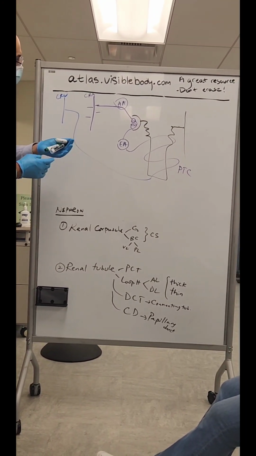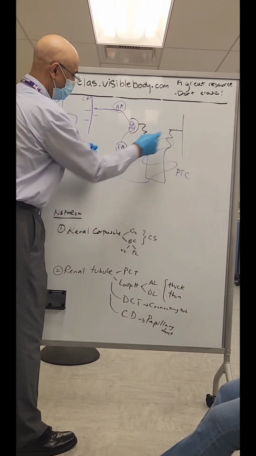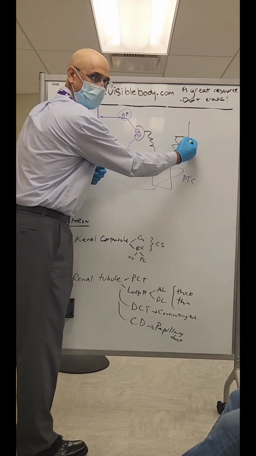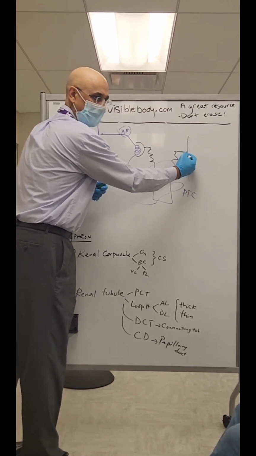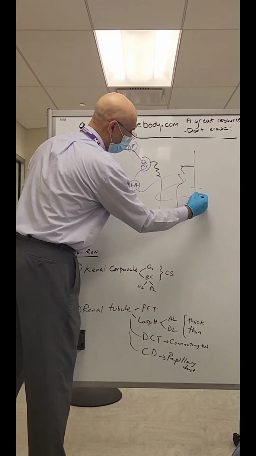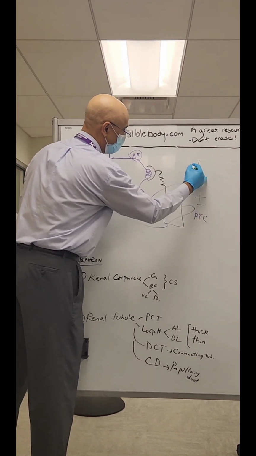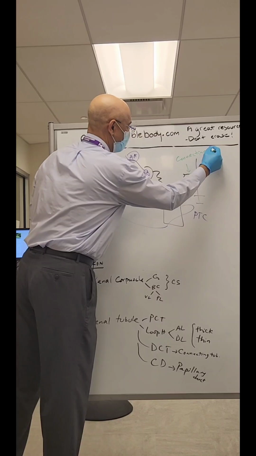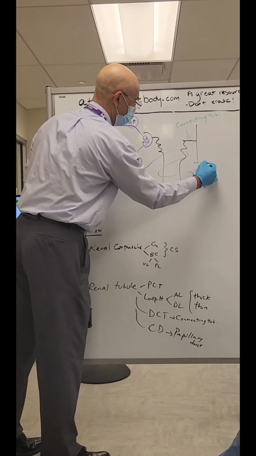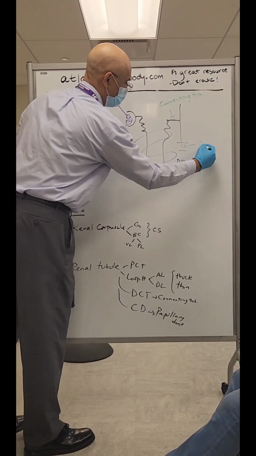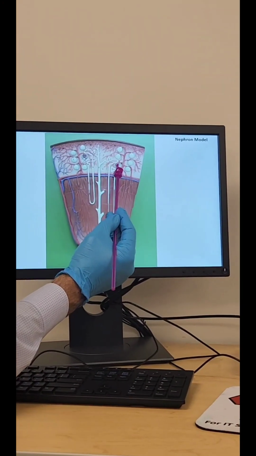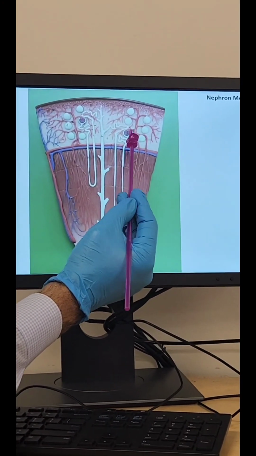As I said before, the last portion of the distal convoluted tubule is called the connecting tubule. And what's the very last portion of the collecting duct called? These are the extra connecting tubules, and this last portion is the papillary duct. Great. So now the middle is the glomerulus. What's this white thing around it? That's the Bowman's capsule.